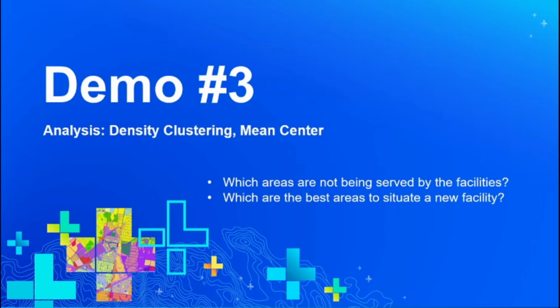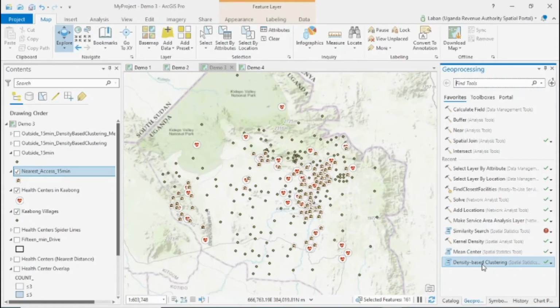So let's get into the third demo. In this particular demo, we're going to be looking at spatial statistics tools, and specifically, we're going to be looking at density clustering and mean center. The questions that we're going to be looking to answer are the following. Which areas are not being served by the facilities, and which are the best areas to situate a new facility? Let's dive back into ArcGIS Pro.